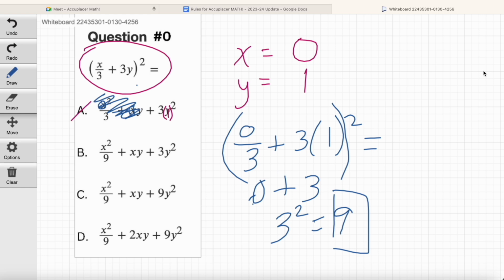And then B is the same thing, essentially. Because if we're plugging in a 0 for x, that term and that term are going to equal 0. So we get the same thing here. We get 3 times 1 to the power of 2. That's just going to be 3 times 1, which is 3. It's not 9. So by plugging in a 0 and a 1, you can narrow it down to C and D. Does that make some sense?